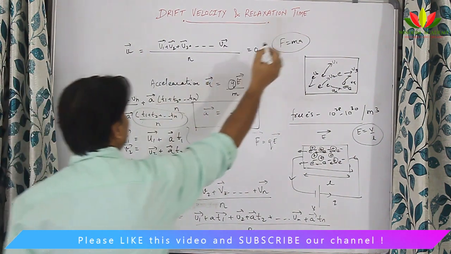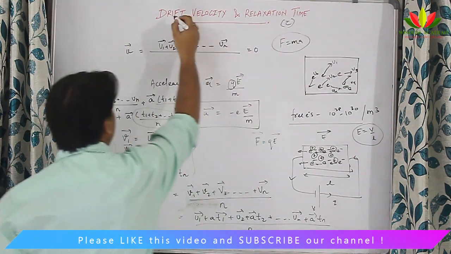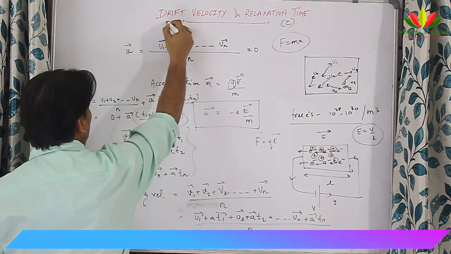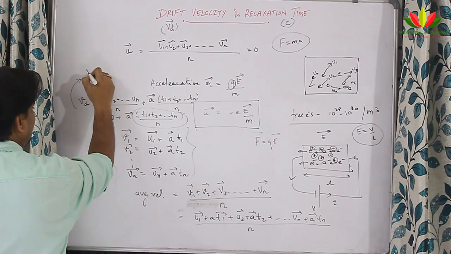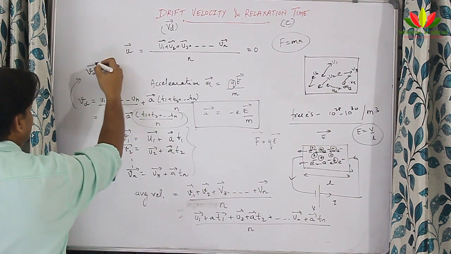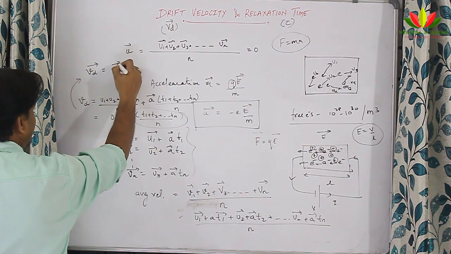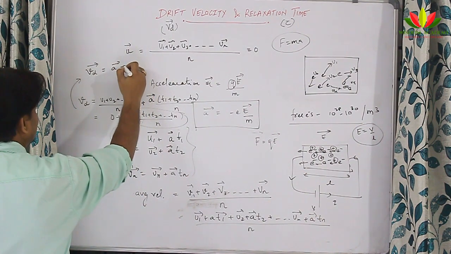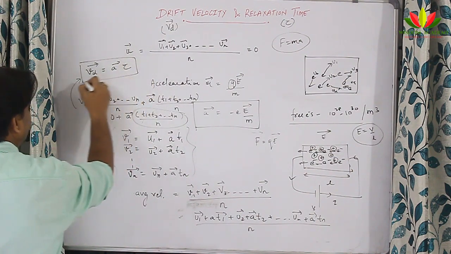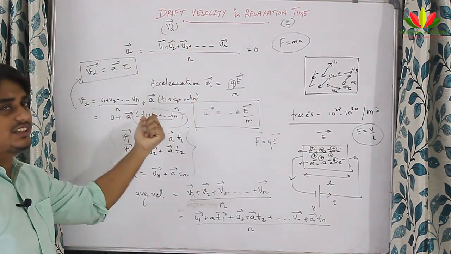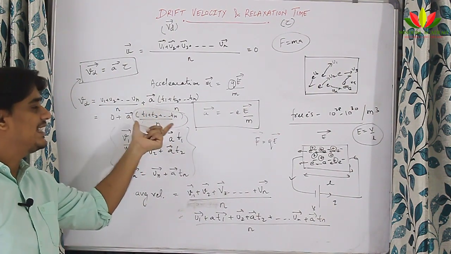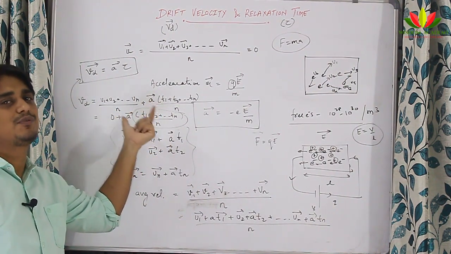This is called tau, and drift velocity is Vd. So the final expression I am getting is drift velocity is equal to A into tau, where tau is the relaxation time. So how will you define relaxation time? It is the average time of successive collisions.